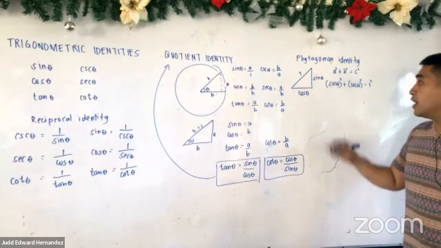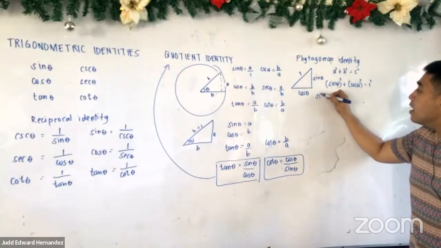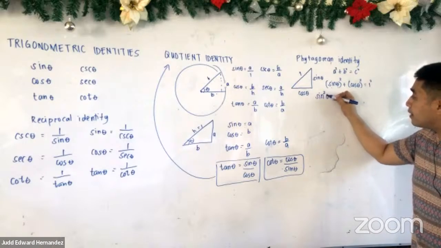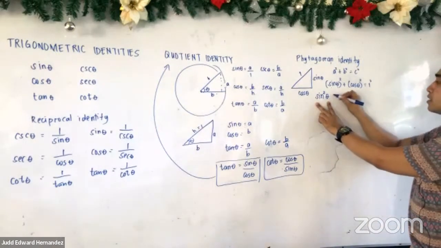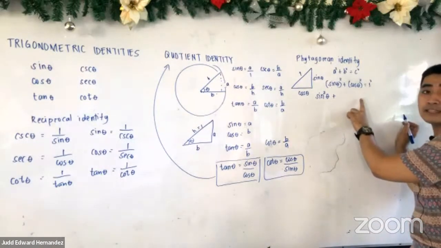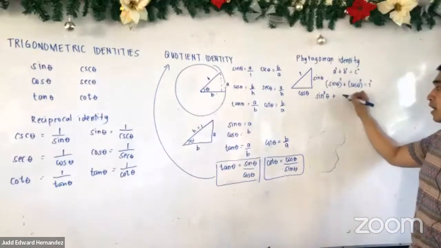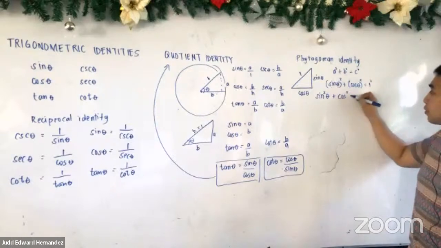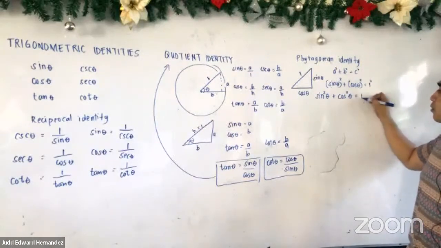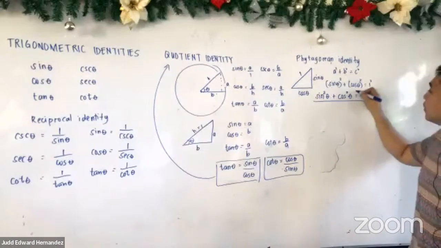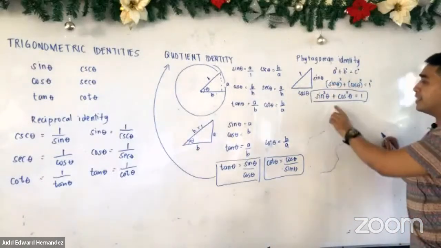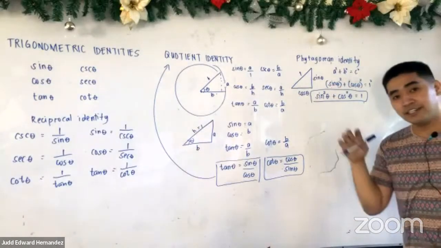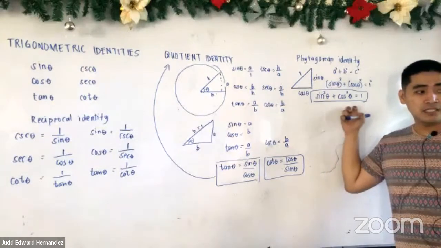Yes, therefore, this becomes sine squared theta plus what happens to cosine theta squared? It becomes cosine squared theta, which is equal to 1. And this is one example of Pythagorean identity. Are we clear?